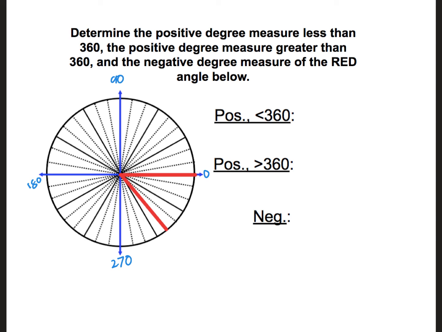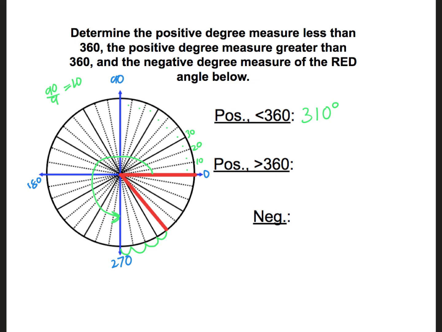If we notice too, we have 1, 2, 3, 4, 5, 6, 7, 8, 9 little wedges in between 0 and 90. So 90 divided by 9 equals 10. So each wedge goes up by 10. So you go 10, 20, 30, and they keep going up by 10s all the way around. What I like to do to find my positive less than 360 is I travel all the way around to my closest axis. We have 270 there, and then I go up by 10s. So 270, 280, 290, 300, 310. So that should be 310 degrees for my positive angle.